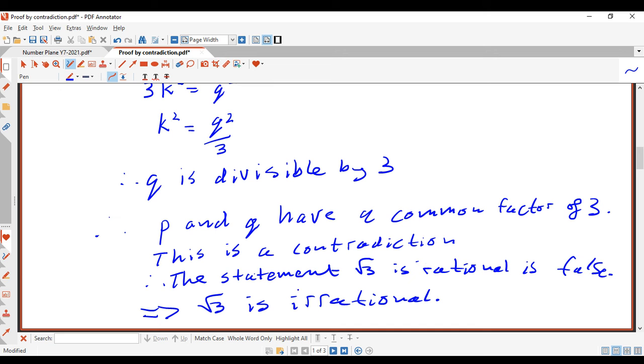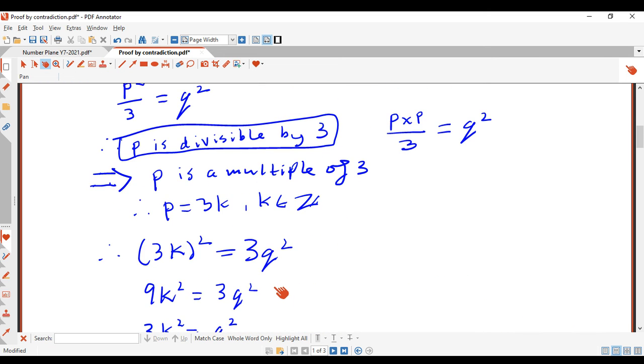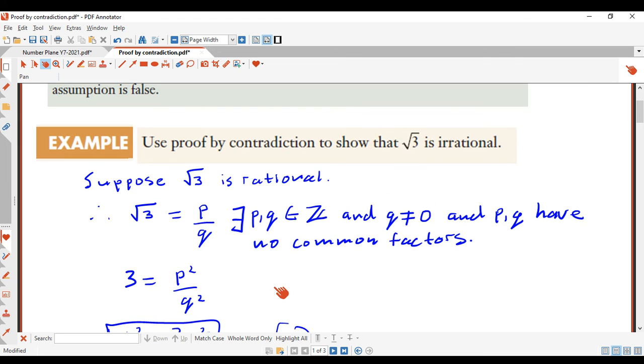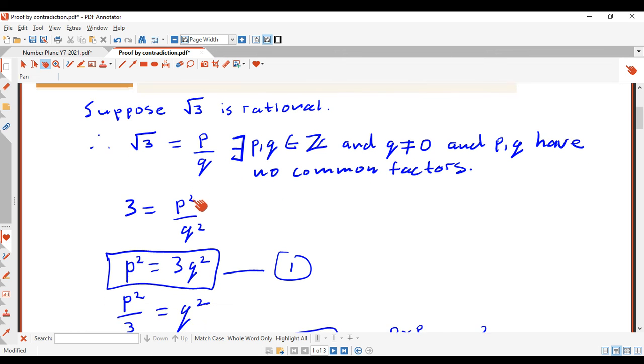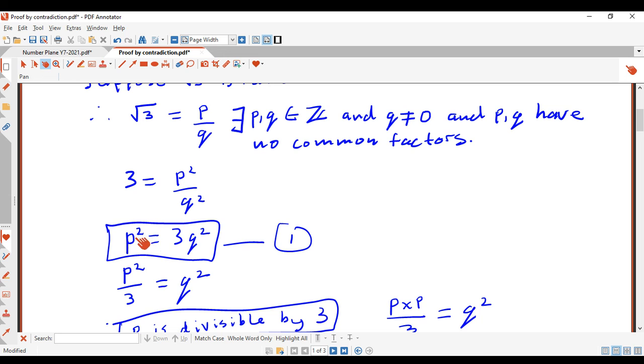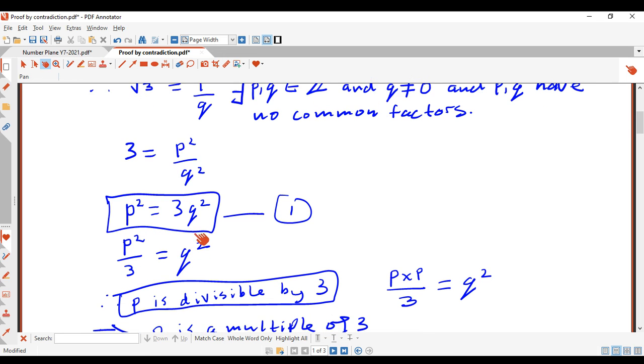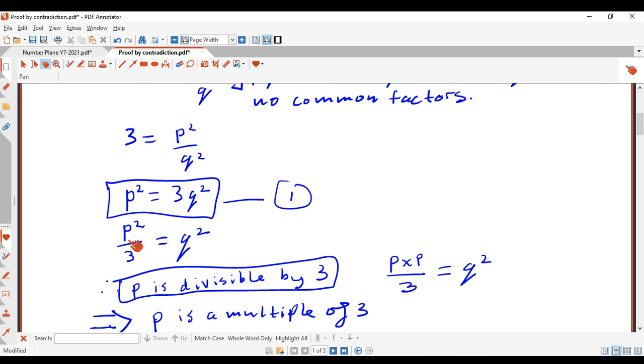Okay, so just reviewing the proof there. We started off with an assumption, suppose root 3 is rational. We had to define that using the appropriate symbols, and making sure we say that P and Q have no common factors. We then work that through to get this equation, P squared equals 3Q squared. Now from that equation we can see that P is divisible by 3, because if P squared is divisible by 3, that means P is divisible by 3.